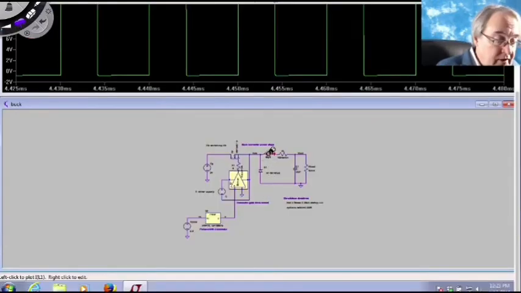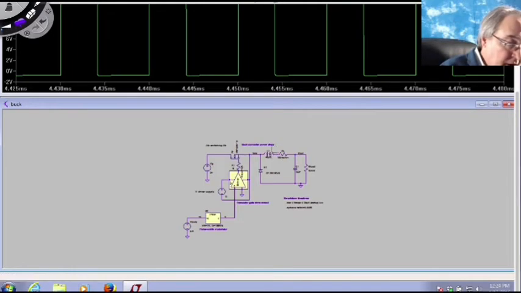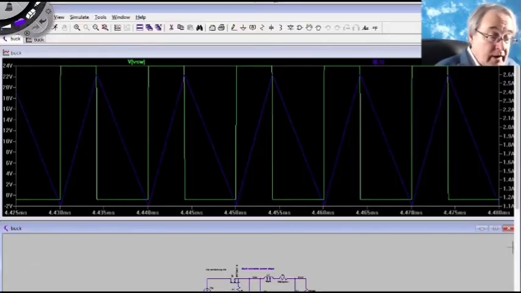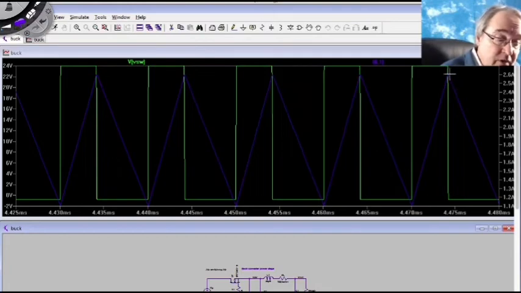Let's plot the inductor current also. When I hover the mouse over the inductor, the pointer turns into a little current probe to measure current in the inductor, with positive current in the direction shown by the red arrow. Let's click there. The blue trace is then a plot of the inductor current. It goes up and down like this, varying between about 2.6 amps and about 1.1 amps.